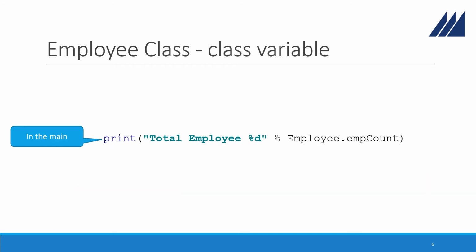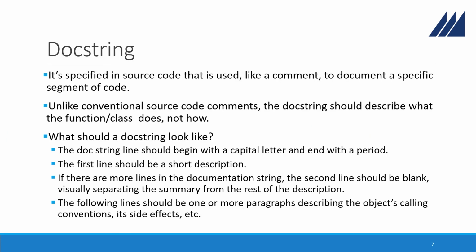And in my main, if I want to print out the number of employees that has been created from the class Employee, I can just print out Employee, which is the name of my class, dot emp_count. So this is the class name, which is Employee, and here is the variable name, which is emp_count. This is the way to access and print out the emp_count, or the class variable.